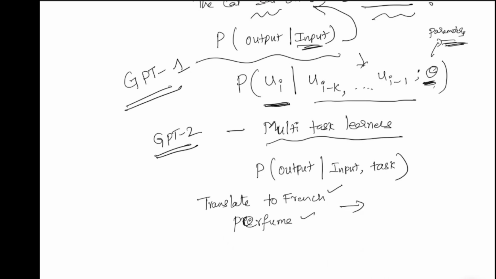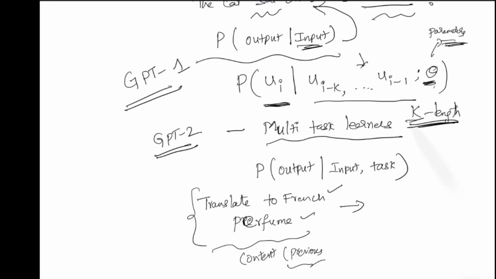So in this case, we are conditioning it to generate a French translation for perfume. Again, it is going to generate the next possible output conditioned on this context. This is what we call context, or in simple terms, previous words. And as you can imagine, these previous words have a length k. This k length is what we call the context length, which is limited.